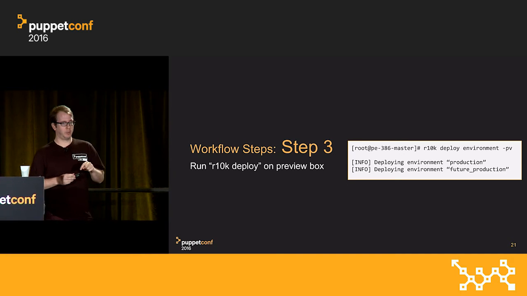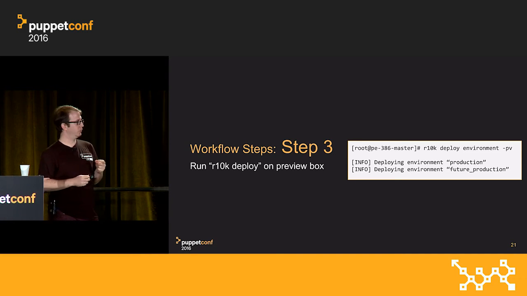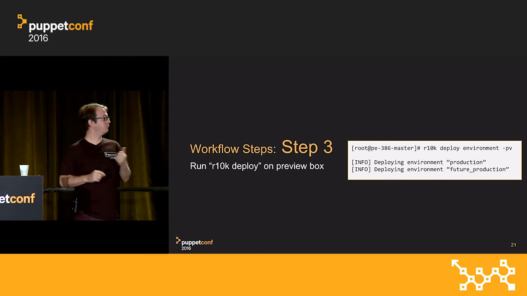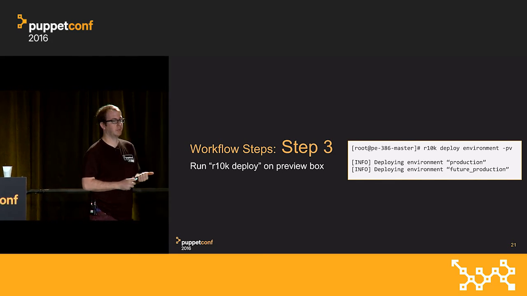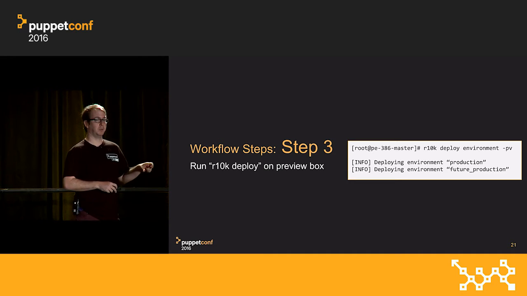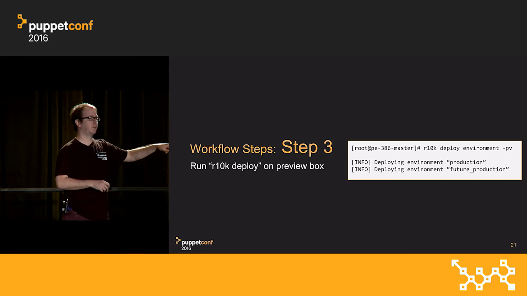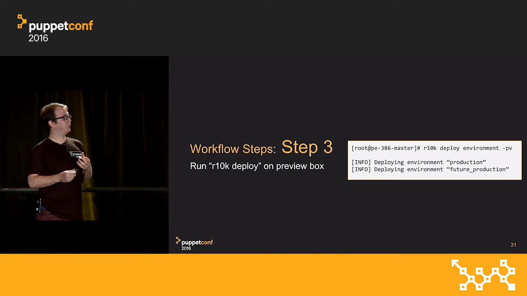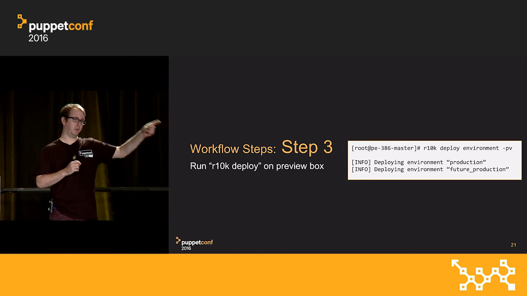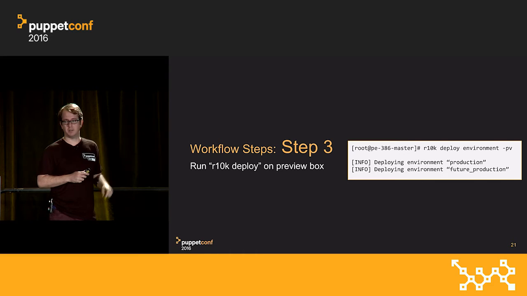On the catalog preview box, you can then configure R10K to talk to your Git repo and deploy your environments. So when you have production and future production, those two environments will be deployed to your preview box. And from that point forward, you're going to make your changes locally on your workstation, push them up to Git, and then deploy them to your preview box, and basically repeat that.